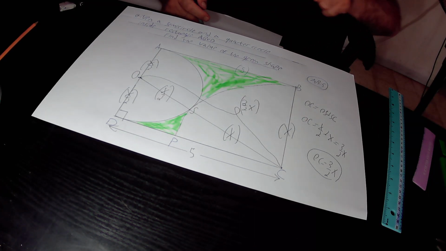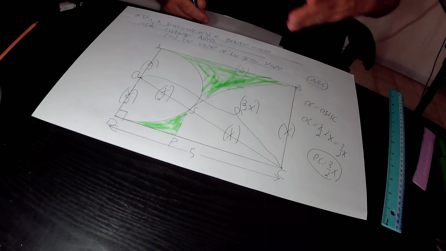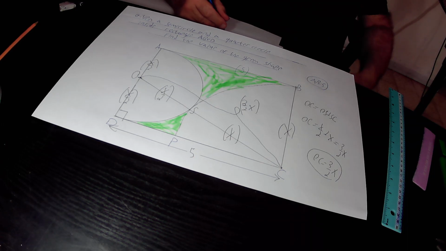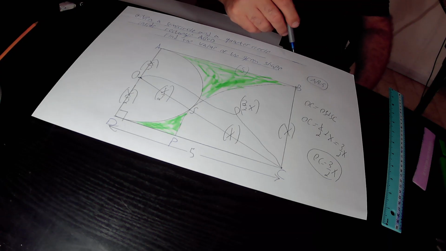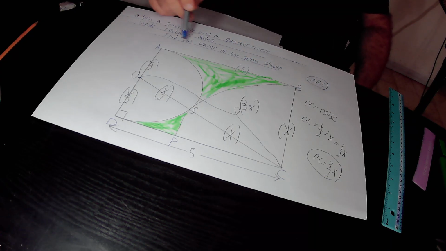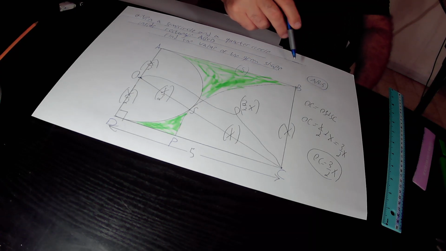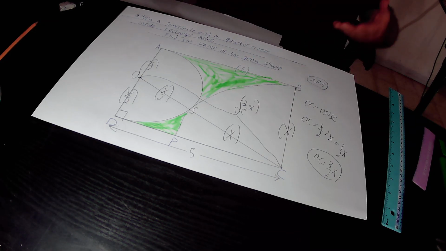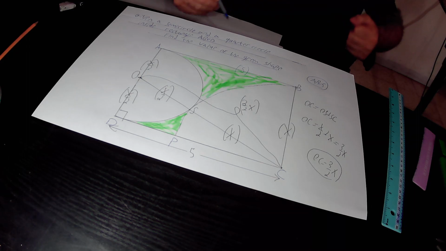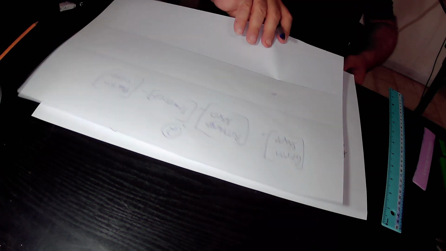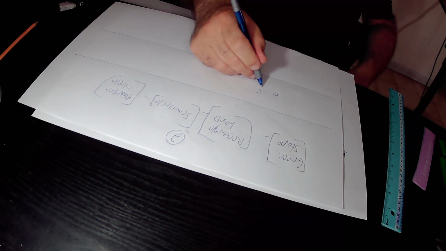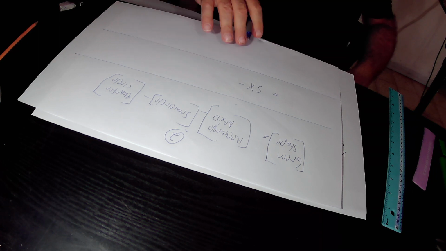So the area of the green shape equals to the area of rectangle ABCD. What is the area of rectangle ABCD? The area of any rectangle equals to the length of the rectangle times the width. The length AB is 5, the width BC is x, therefore in total the area of rectangle ABCD equals to 5x. The area of the green shape equals to 5x minus the area of the semicircle.